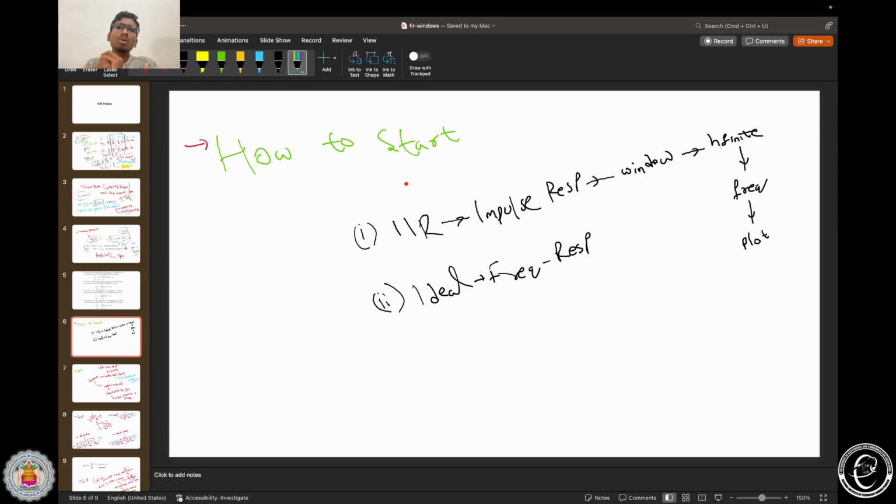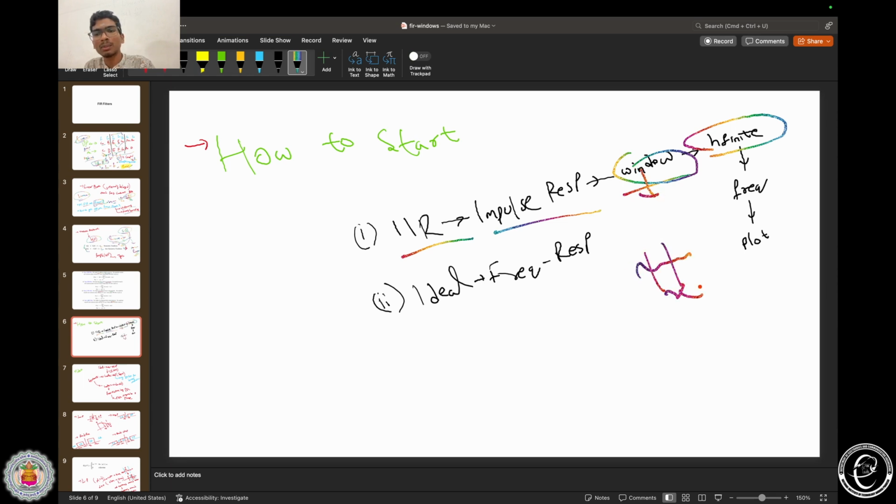Okay, now we have understood what linear phase is and what the types of FIRs are. So how do we start to get this FIR? Till now we have studied IIR, right? Now we'll take the impulse response of that IIR, and then we'll apply a window. We will make the impulse response finite. The reason we are applying a window is that we are making the infinite impulse response finite. We will be taking only this part. This is known as a window. Okay, we have got a finite window. Now we can get the frequency response of that, and just plotting it gives the FIR.